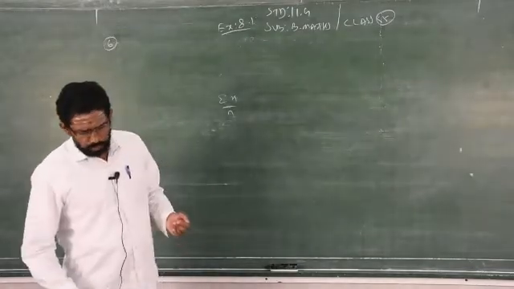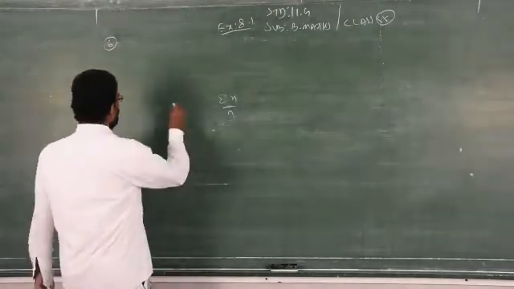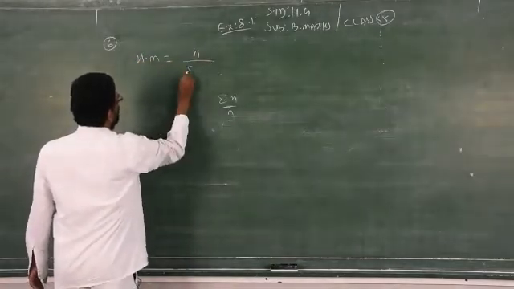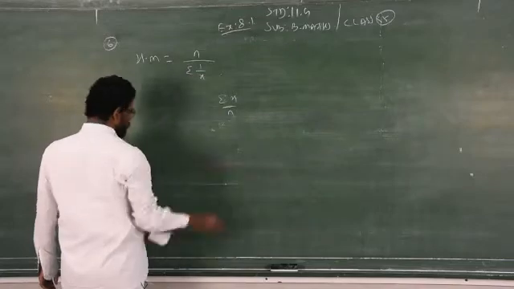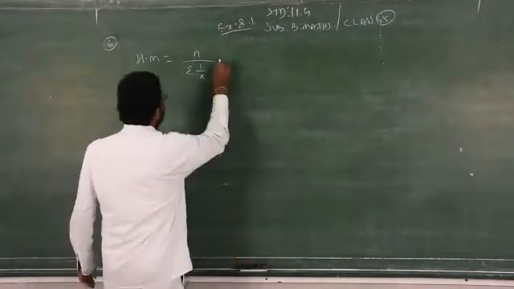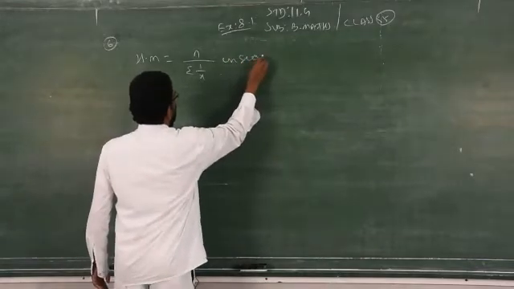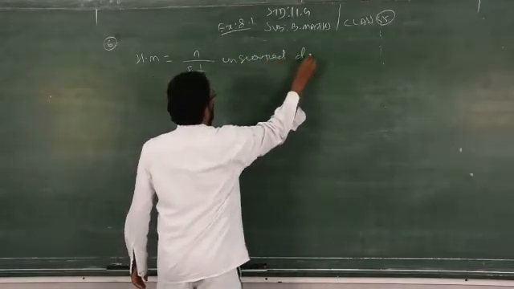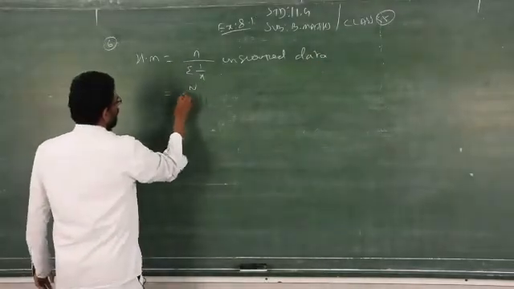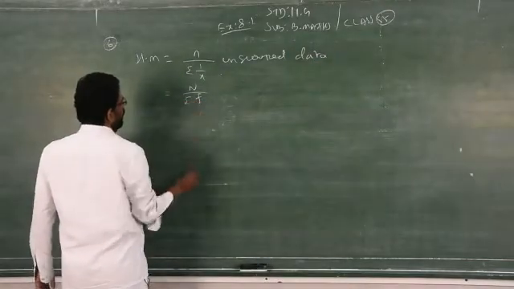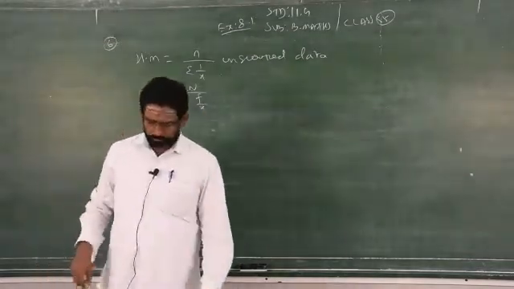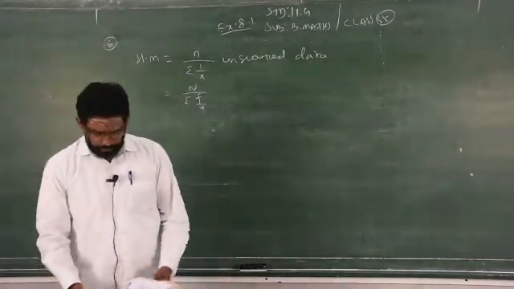So what is the formula to find harmonic mean? That is, harmonic mean is equal to small n by summation 1 by x. This is one formula for ungrouped data. For grouped data, the same one, you have to write capital N by summation f by x. That's the formula for grouped data.